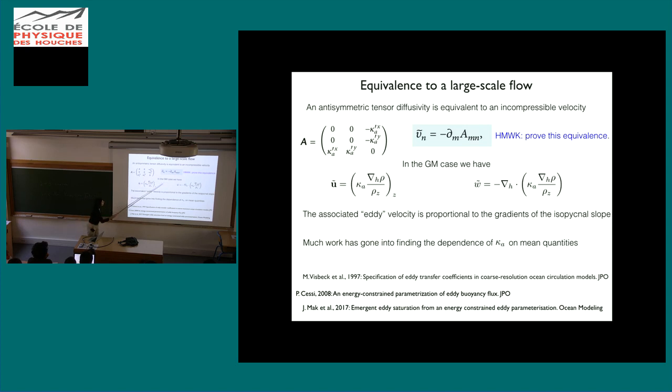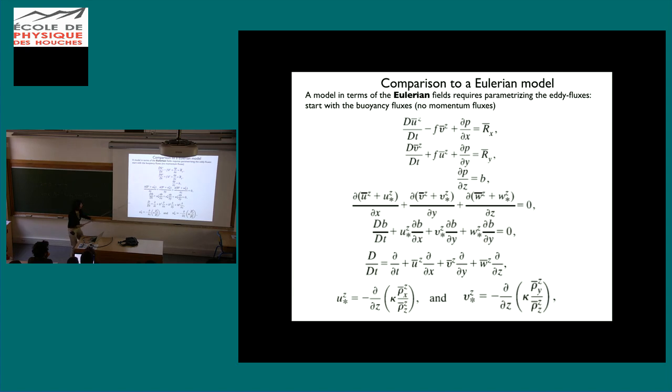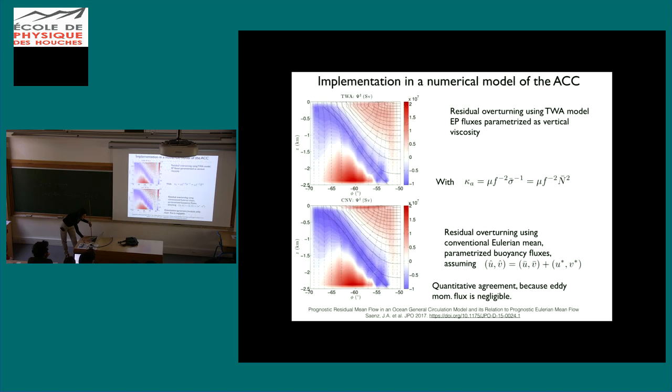So in this Gent-McWilliams case, the associated velocities are in this form. The horizontal velocity is proportional to the vertical derivative of the horizontal slope, that's a vector, and the vertical velocity is proportional to the horizontal divergence of this slope vector. And that's what was being done in that numerical calculation here. This velocity that was put in the tracer equation was exactly that. And that's how it comes about.